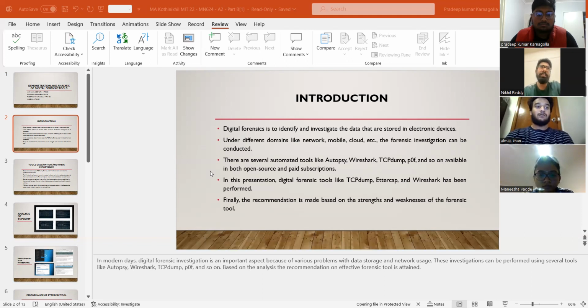Finally, by going through all these tools, Wireshark, EtherCap, and TCP dump, we recommend one tool based on the performance and the outcome of the tools. We used 3 tools.